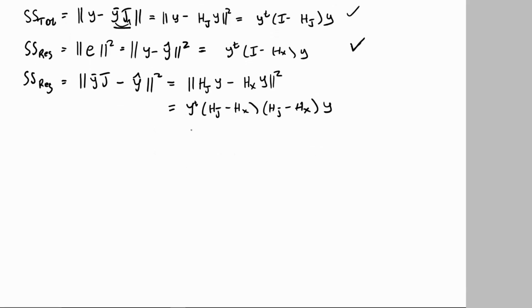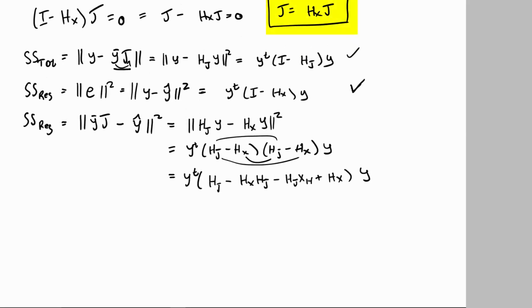And then let me write this out now as y transpose times hj times hj, and hj is idempotent, so hj squared is just going to be hj, and then minus h of x times hj, that's from that one, and then minus hj times h of x, that's going to be that one, and then h of x squared, remember h of x is idempotent, so that's plus h of x, times y. Now, remember this fact up here.